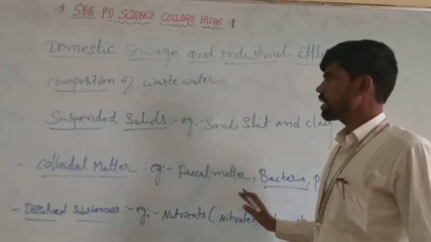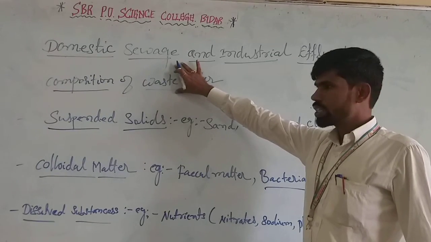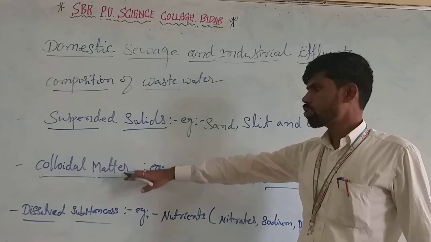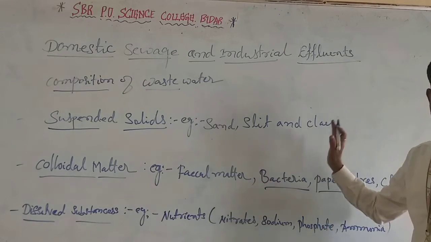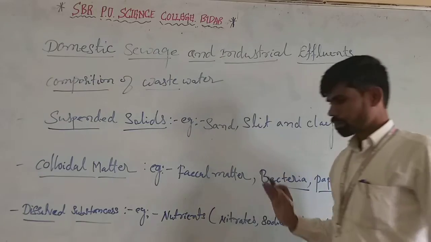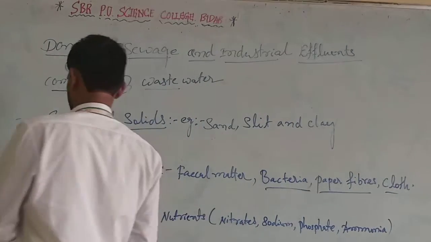Now we understood the composition of water, what it consists of. It consists of suspended solids, colloidal matter, and dissolved substances. So we have to remember these things. Now we study the bacterial uses.